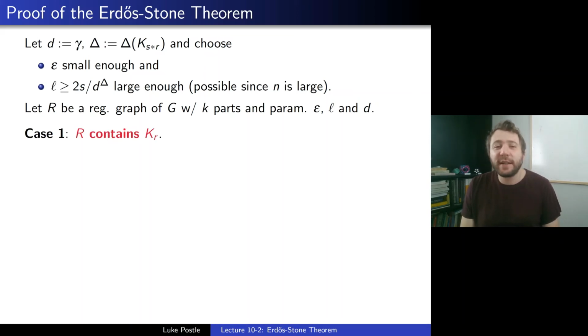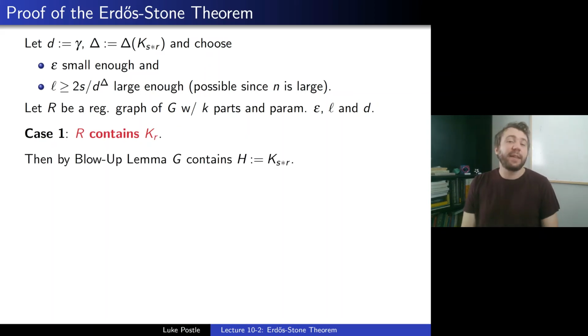So if R contains K_r, then we're basically done, because by the blow-up lemma we would get this H. We'd get K_r(s) as a subgraph of R_s, the s-blow-up of R, with max degree, of course, the max degree of itself. So that part will work, and we'll have our nice graph, and that's where we needed the conditions on L, and also epsilon has to be at most epsilon naught from that thing. So that's where some of that comes in.